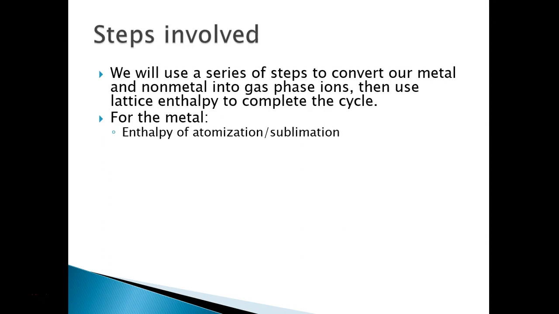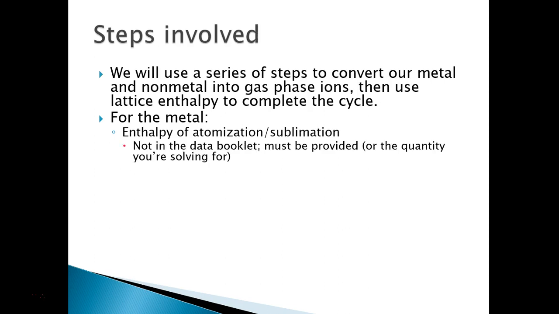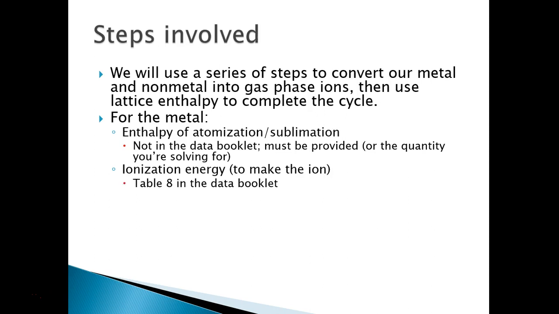All right, so let's think about the steps that would be involved in this. For the metal, first we need to use the enthalpy of atomization or sublimation. So this is taking our solid lithium and making it into a gas. This is not in the data booklet, so it either has to be provided in the problem or it could be the quantity that you're solving for in the problem. Next, once we have a gas phase metal atom, we're going to use the ionization energy to create an ion. Remember, ionization energy is the amount of energy required to remove an electron from an atom, so since metals lose electrons, this is what we need to use. This is in table 8 in the data booklet.